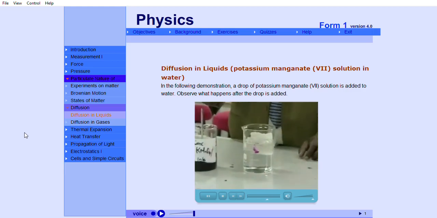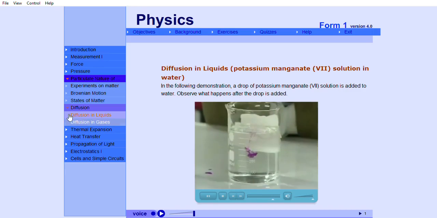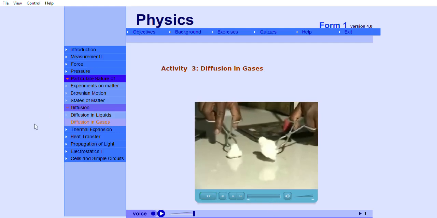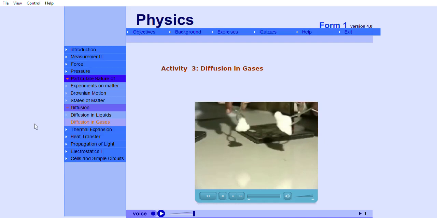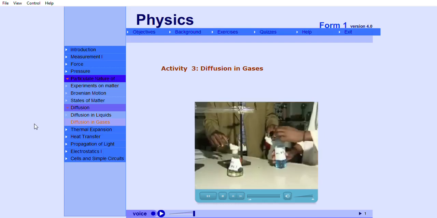Activity 3. Diffusion in gases. In the following demonstration, one piece of cotton wool is soaked in hydrochloric acid and another in ammonia solution. They are then plugged into the two ends of a glass tube simultaneously.